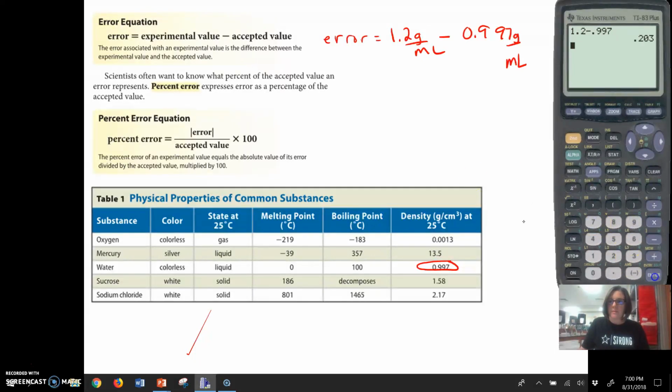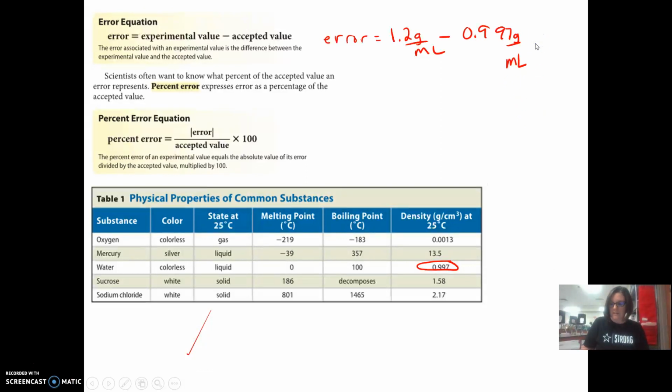0.997. So the significant figures rules for this operation deal with location of significant figures. I have my farthest left significant figure in the 10th place, which means I need to round this to the 10th place. So I'm going to write down that my error was just 0.2. I'm going to come over here and write down with the correct side of the pen that my error is 0.2 grams per milliliter. So now that I have error, I'm going to plug it into the percent error equation.